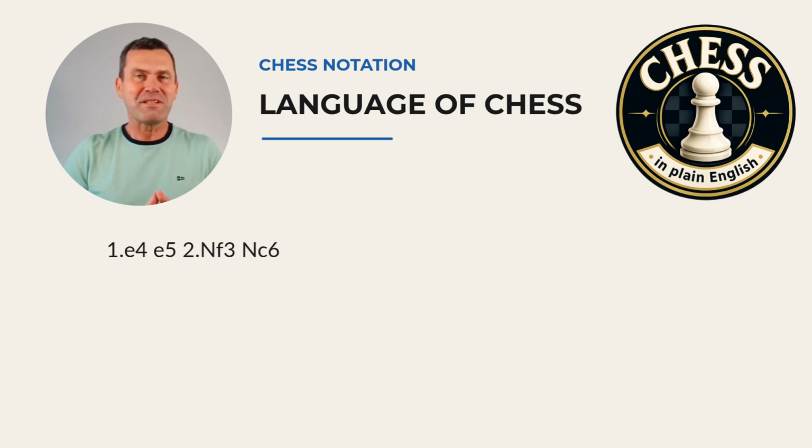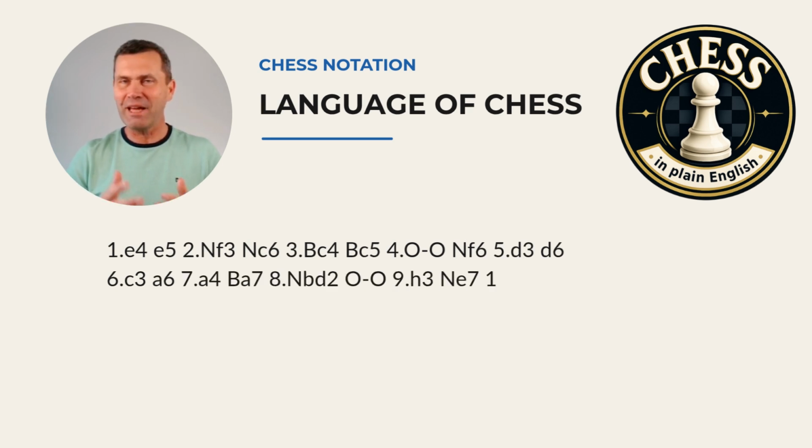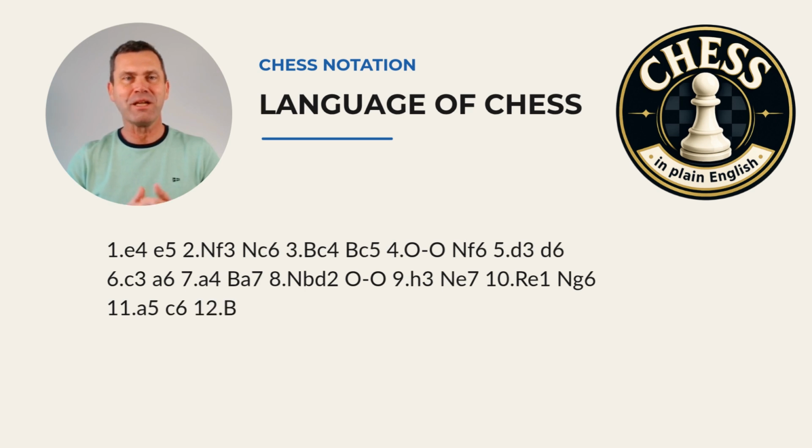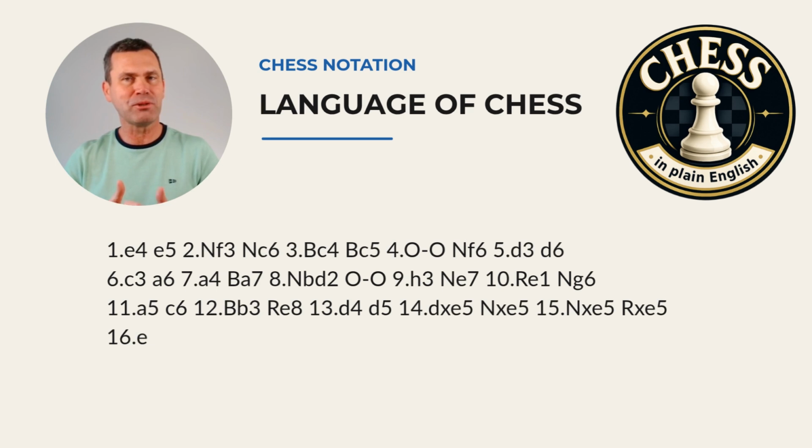E4 c5 is the Sicilian, E4 e6 is the French. Every chess player will tell you that. But what language do they speak? And do you need to know it as a chess player? If you want to play classical over-the-board chess and learn from your games, you absolutely do.